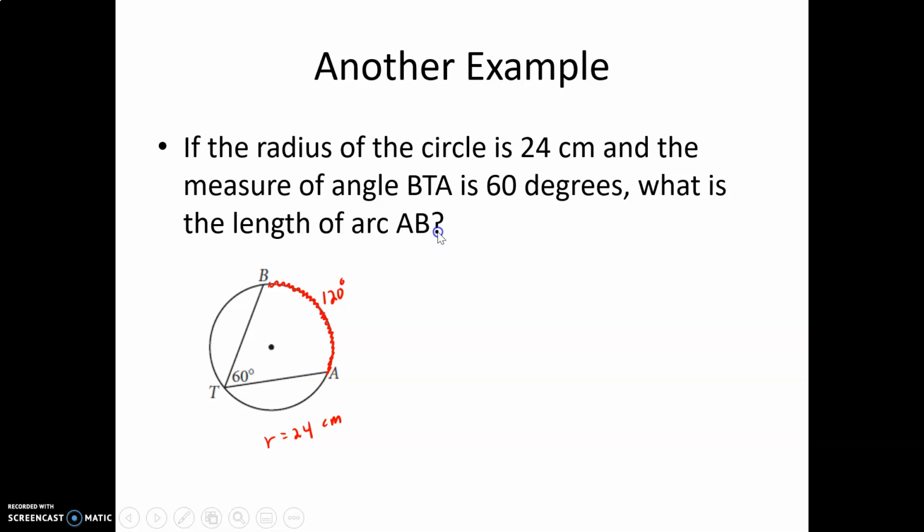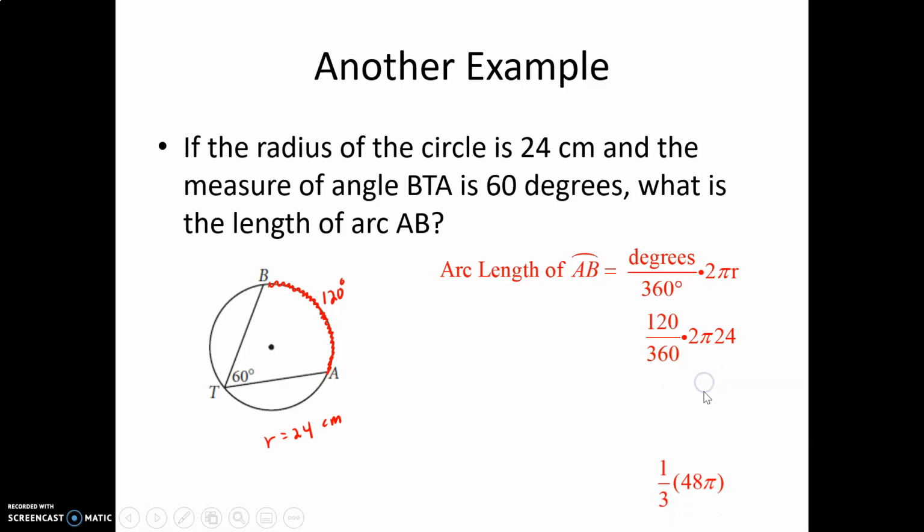If the radius of this circle is 24 centimeters and the measure of angle BTA is 60 degrees, what is the length of the arc AB? As soon as I see the length of an arc, I put down the formula. Degrees over 360 times 2 pi r. Now they told me this is 60, but I know that the arc is twice that because an inscribed angle is half of its intercepted arc. So this arc would be 120 over 360 times 2 pi with a radius of 24. So that's 1/3, and 2 times 24 is 48. And so when I multiply that, I get 16 pi.